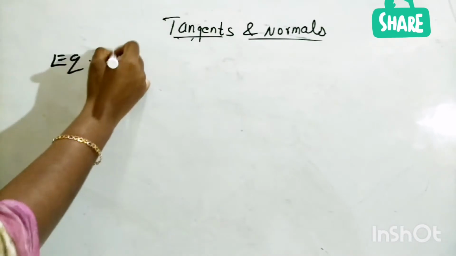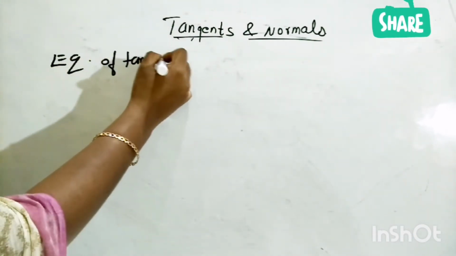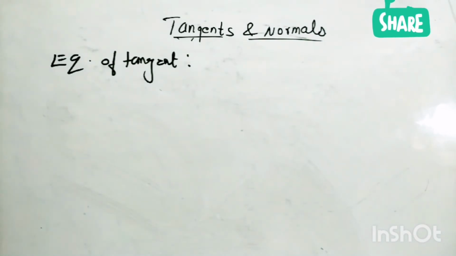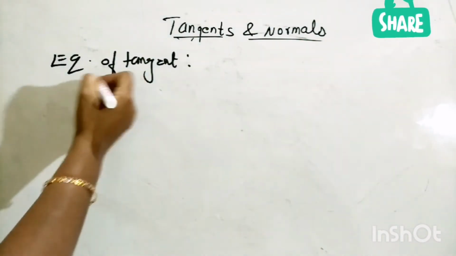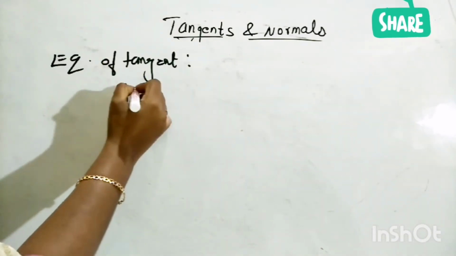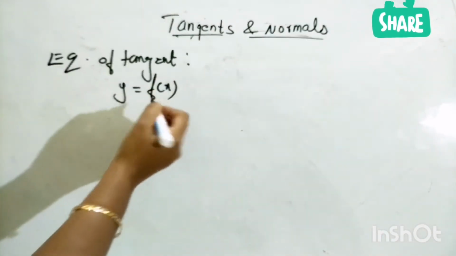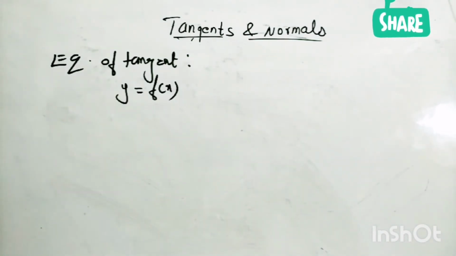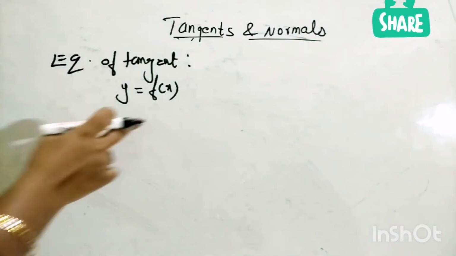Equation of tangent. Suppose we have one curve y is equal to f of x, and we are going to find out the equation of tangent to this curve.